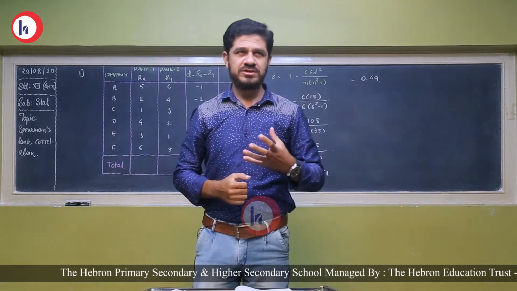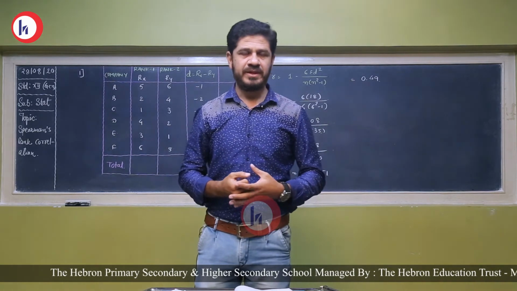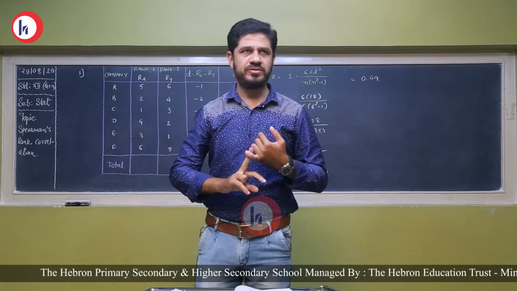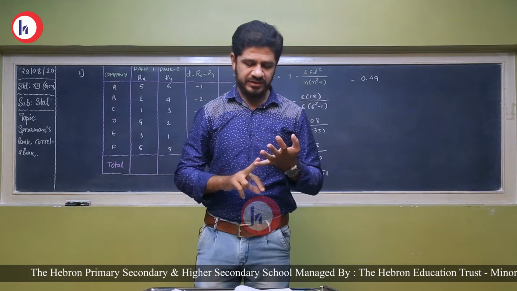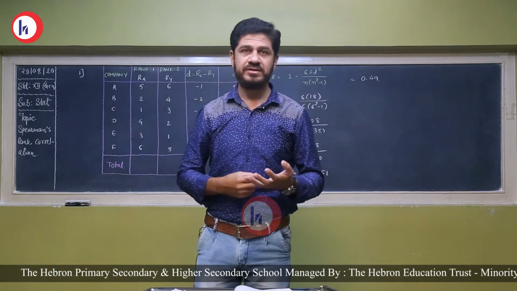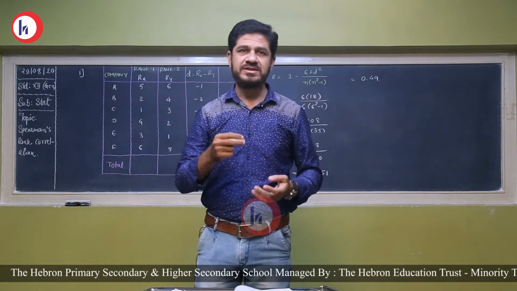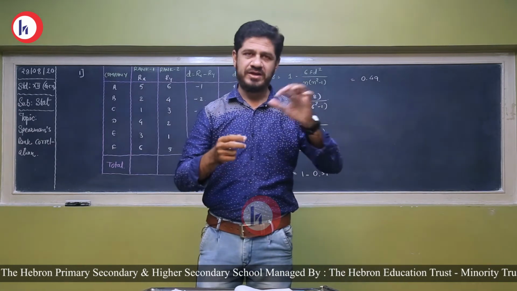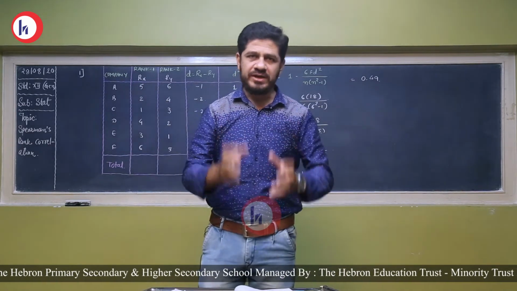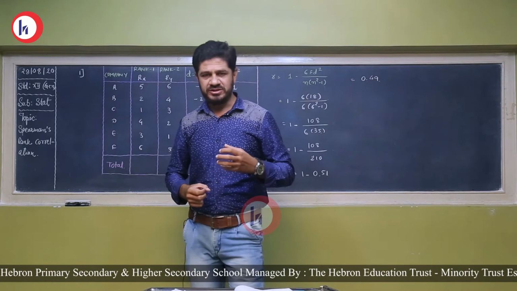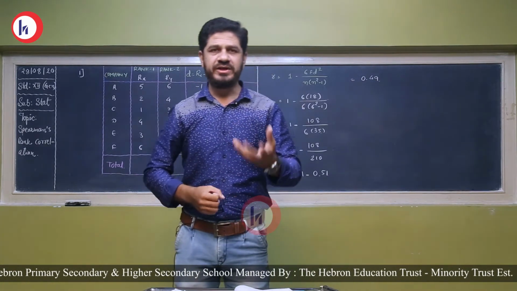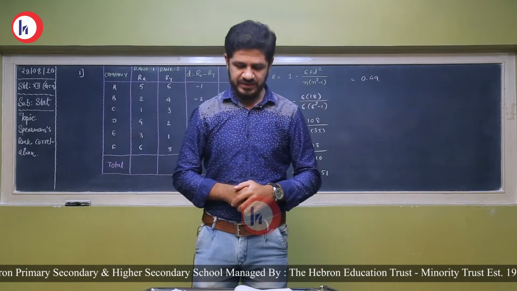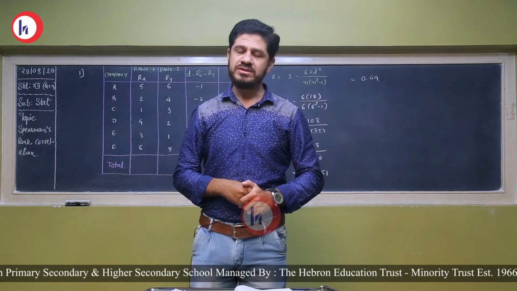Students, this is the easiest method. So what are the characteristics of rank correlation? Number 1, it is easy to understand. Number 2, it is easy to calculate compared to the calculation method, and it is the only method which deals with qualitative data, or say attributes. Now let's come to the next one.